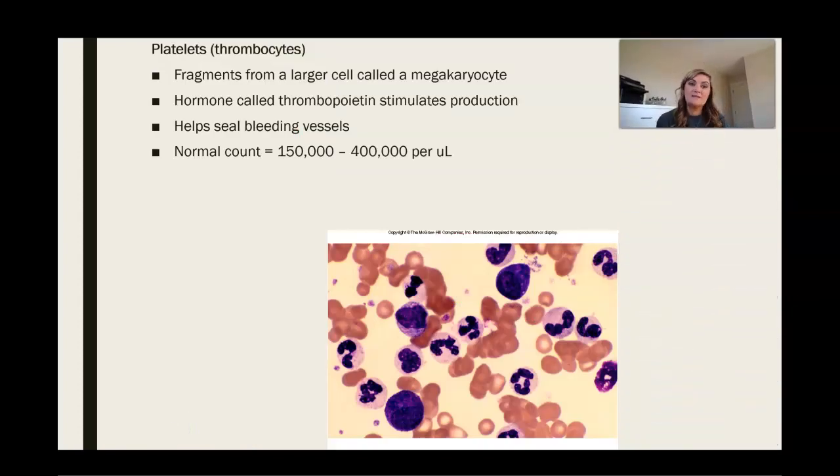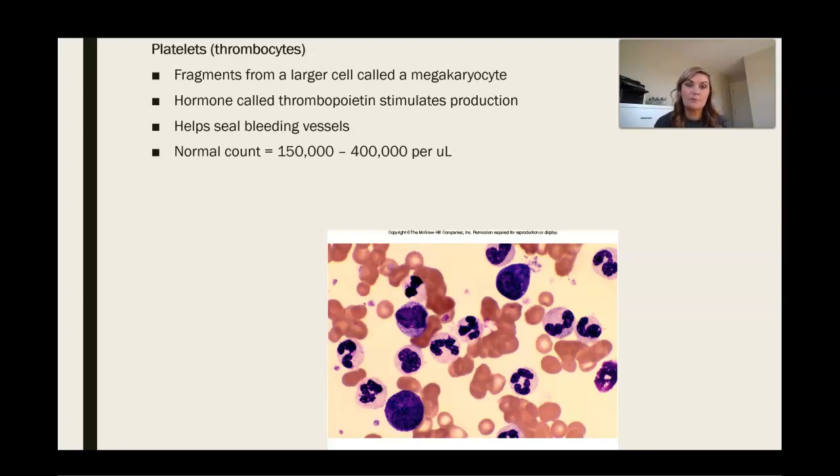Okay. Platelets are often referred to as thrombocytes. These are going to be fragments of a large cell called a megakaryocyte. The hormone called thrombopoietin is going to stimulate the production of these megakaryocytes. And then once they start to break down and become mature, that's when they become the full platelet or thrombocyte.